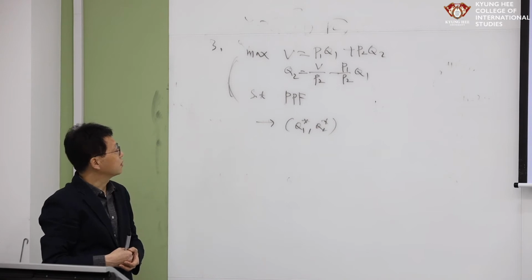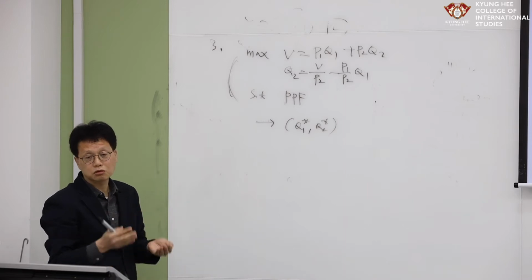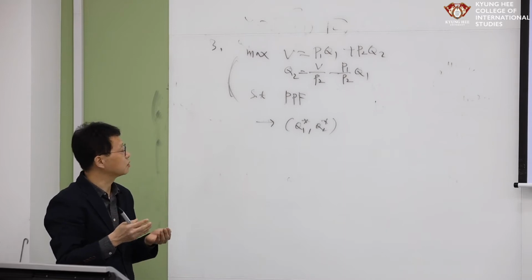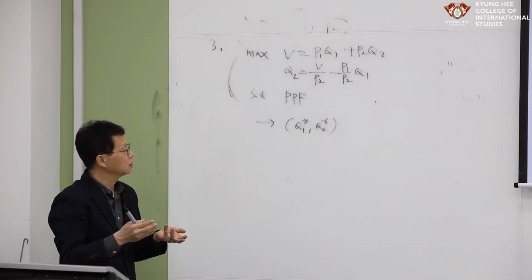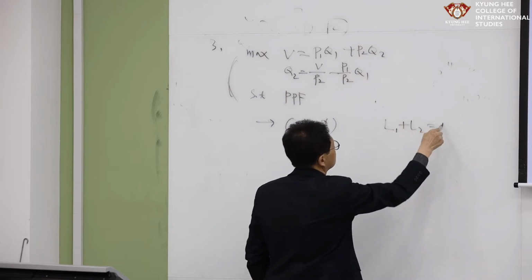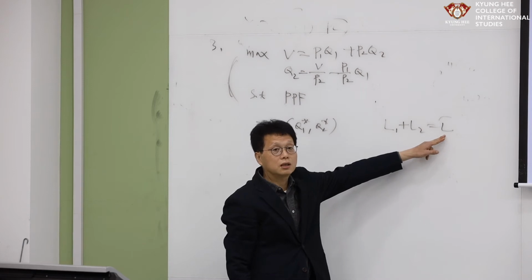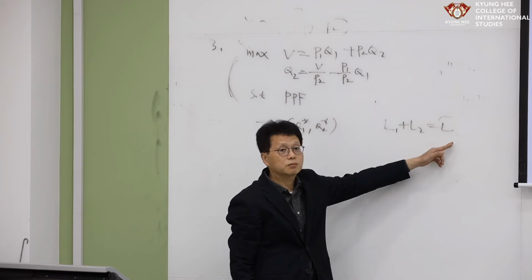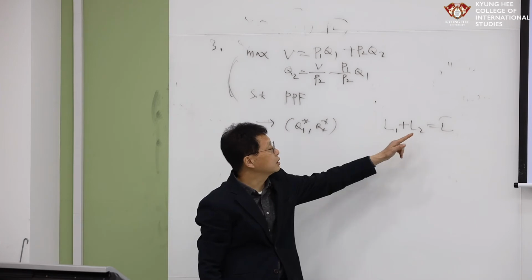The definition of the PPF is the maximum production bundles of two goods this country can afford or produce with the given labor and capital input. Okay? So think about this kind of condition. L1 plus L2 is L bar. In the factors market, L bar is the labor supply, right? Owned by households. This is the total labor supply, and the labor demand is L1 and L2.